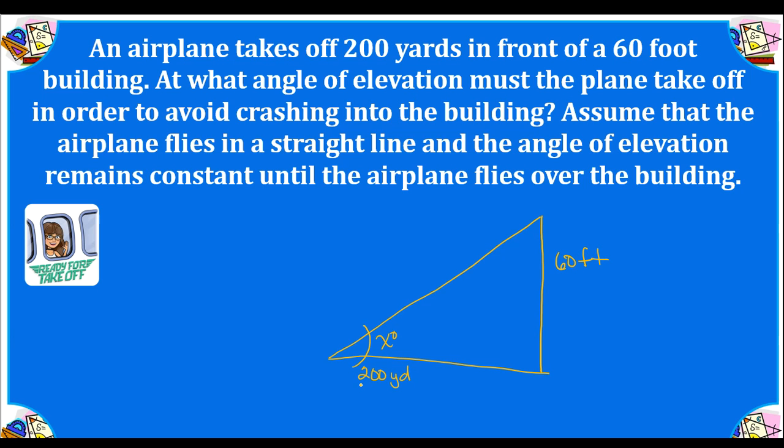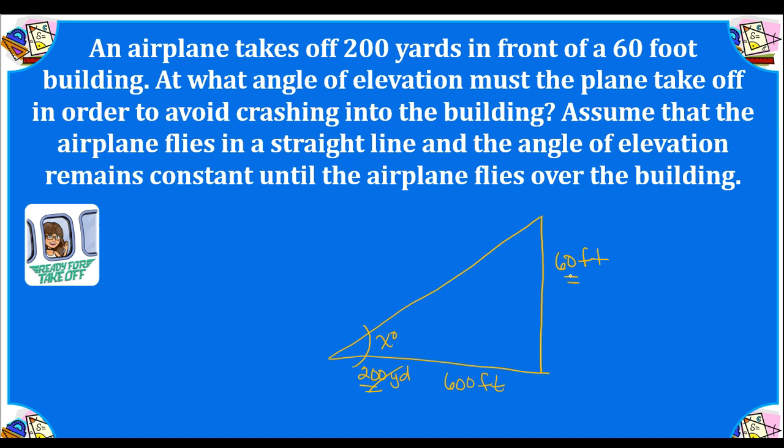Now, here's the deal though. We have yards and we have feet. These need to be the same unit. So let's just convert 200 yards to feet. So we know 3 feet is 1 yard. So 200 times 3, of course, is 600. So that's 600 feet.